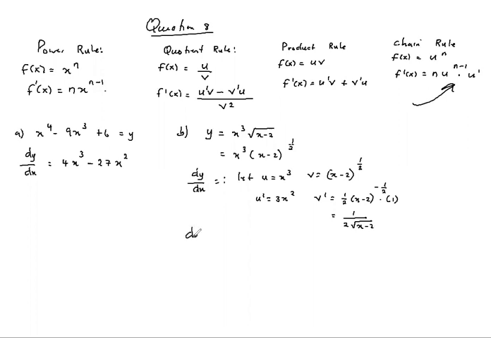So now to put things together, dy/dx becomes u prime v, so we have 3x squared times v, which is x minus 2, plus v prime, 1 over 2 root of x minus 2, multiplied by x³. So this is the derivative. It's not confusing actually, it's just following the rules.